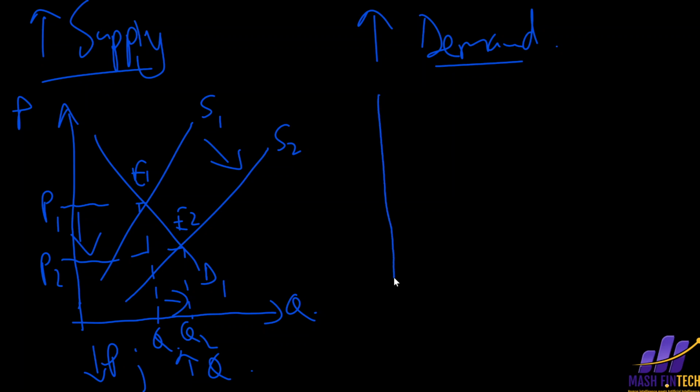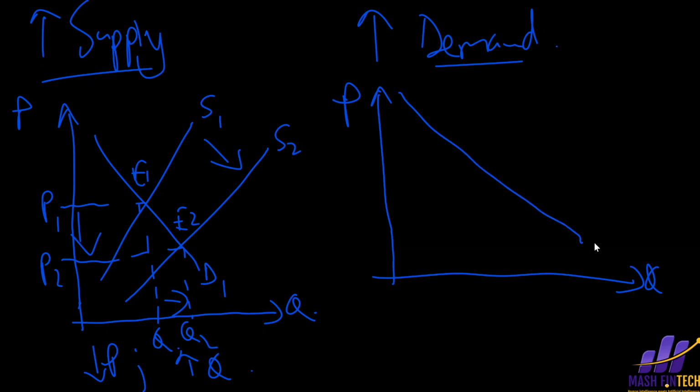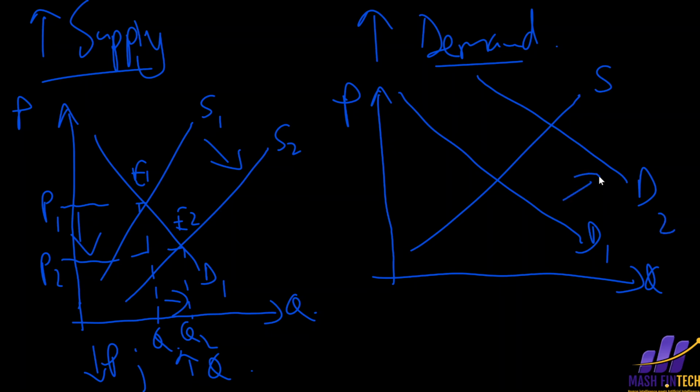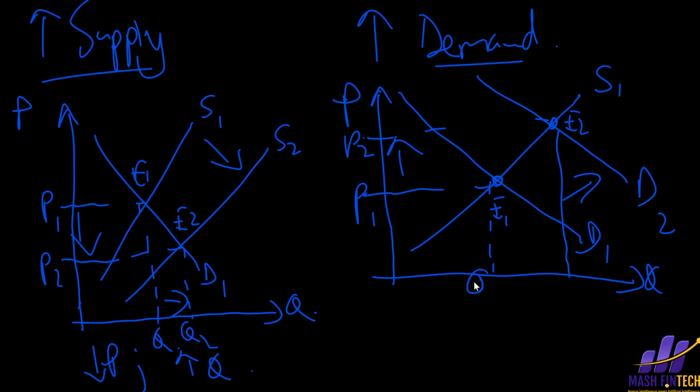Then you go to the demand part, same thing here, quantity on this side, price on this side. The demand curve slopes downwards, the supply curve slopes upwards. We say there's an increase in demand. We drew this in the previous video. Demand 1, demand 2 shifts to the right like this. This is the initial supply. Initial equilibrium is here. The new equilibrium is here. So the price is going to go up from P1 to P2. So there's an increase in price. And the quantity also goes from here to here. The quantity also goes up.